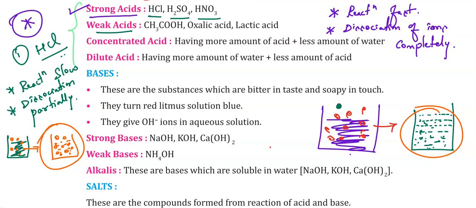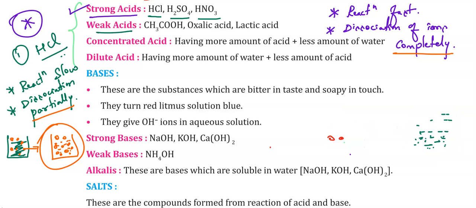Here we can see some particles remain as they are and some particles have reacted with other particles. So we call them weak acids. So here the one thing you need to remember: here dissociation of ions will take place completely, here dissociation of ions will take place partially. Understood? Good. Children, before I go to the next topic, I just want to complete this topic here itself.